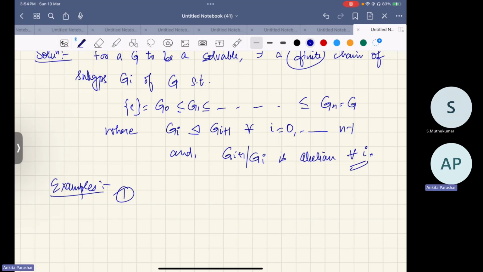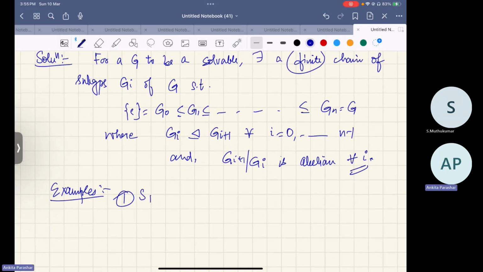If I ask you, let's say a group of order 2. S3, A3. A3, S3, okay. What about S2? What about S1? S1 consists only of the identity, right? Then that's trivially solvable. So S1 is trivially solvable, yes. What about S2?